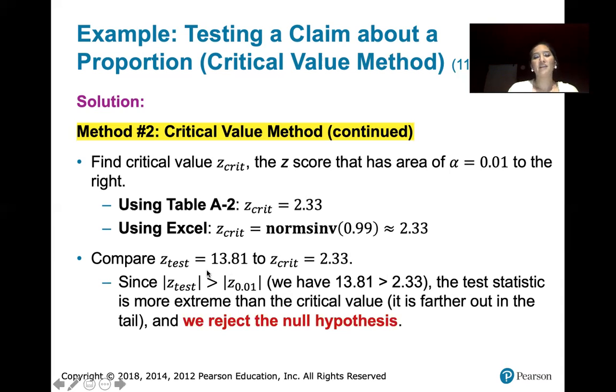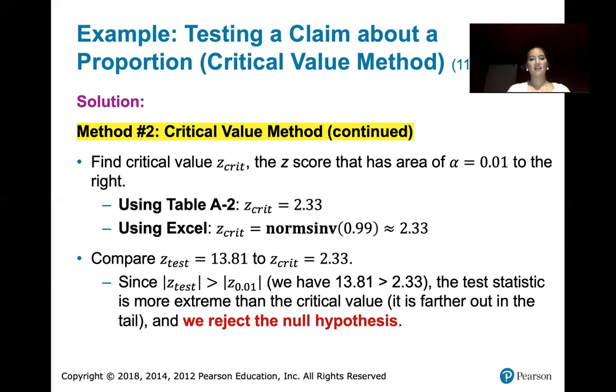So one way that you can compare these is you can take the absolute value of these. Since the absolute value of our test statistic is greater than the absolute value of our critical value, then the test statistic is more extreme than the critical value, which means it's just farther out in the tails, and we can reject the null hypothesis. Another way of doing this is to just graph the test statistic and see if it's in the critical region.